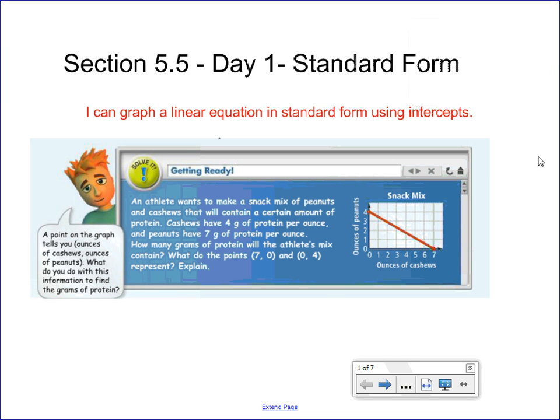Okay, today we're going to be looking at section 5.5, day 1 of standard form. Hopefully by the end of this lesson you can say, "I can graph a linear equation in standard form using intercepts." So here's the first problem we're going to take a look at.